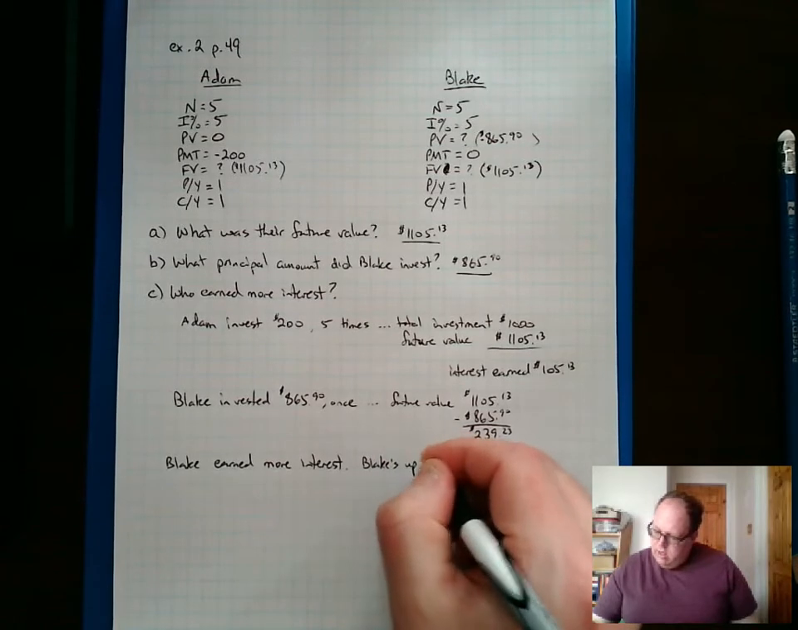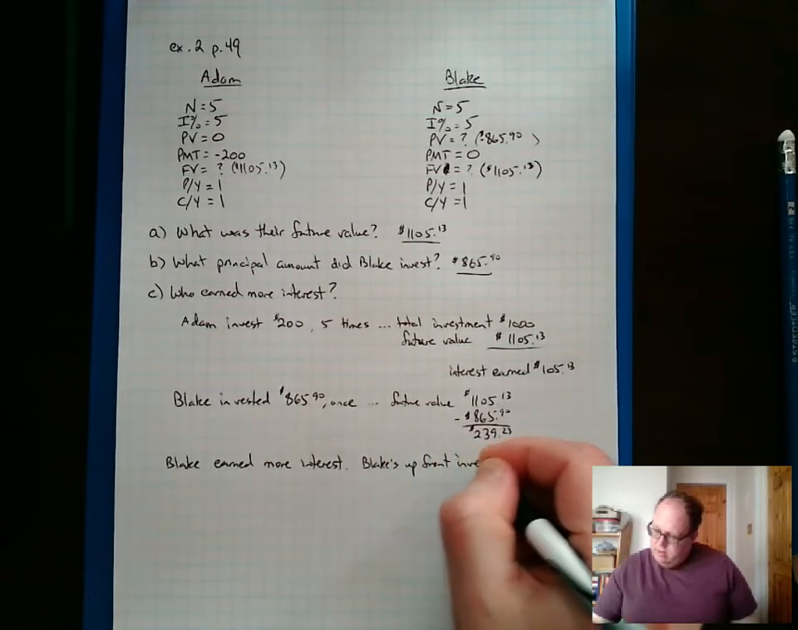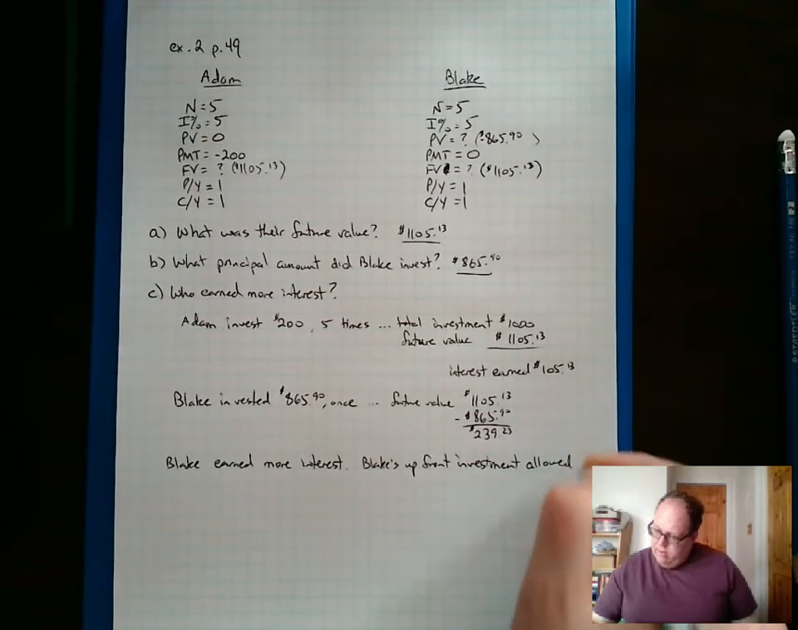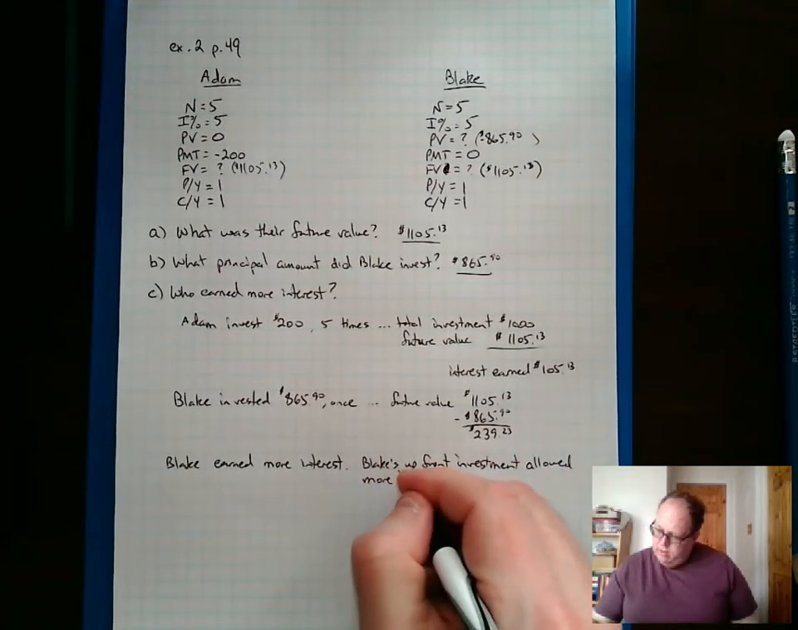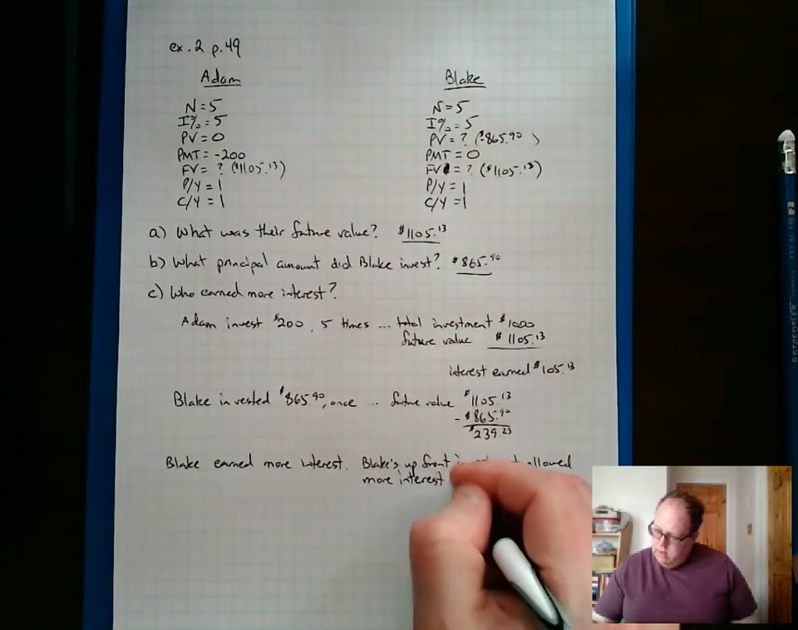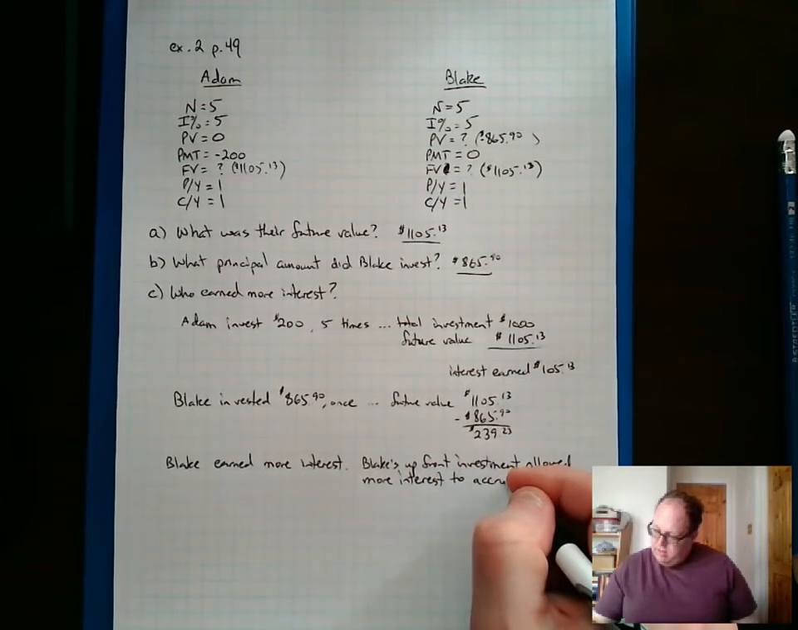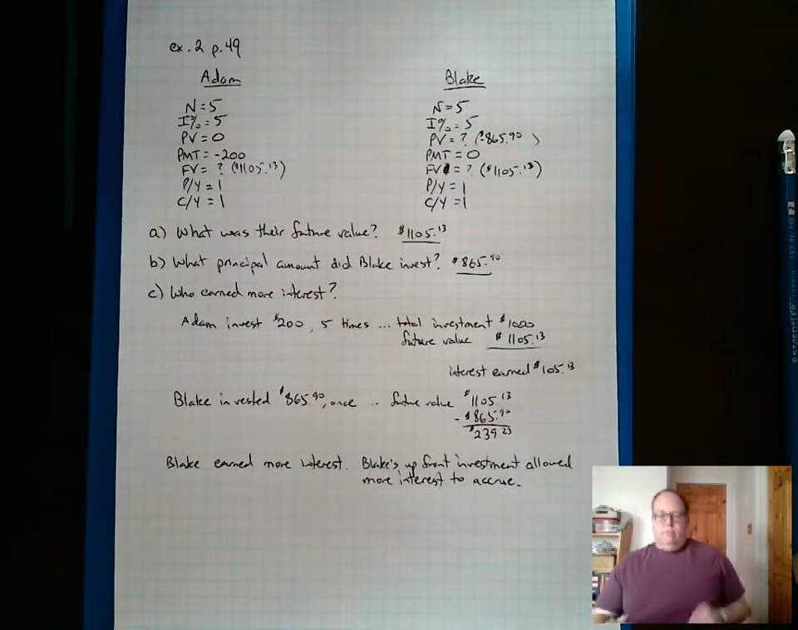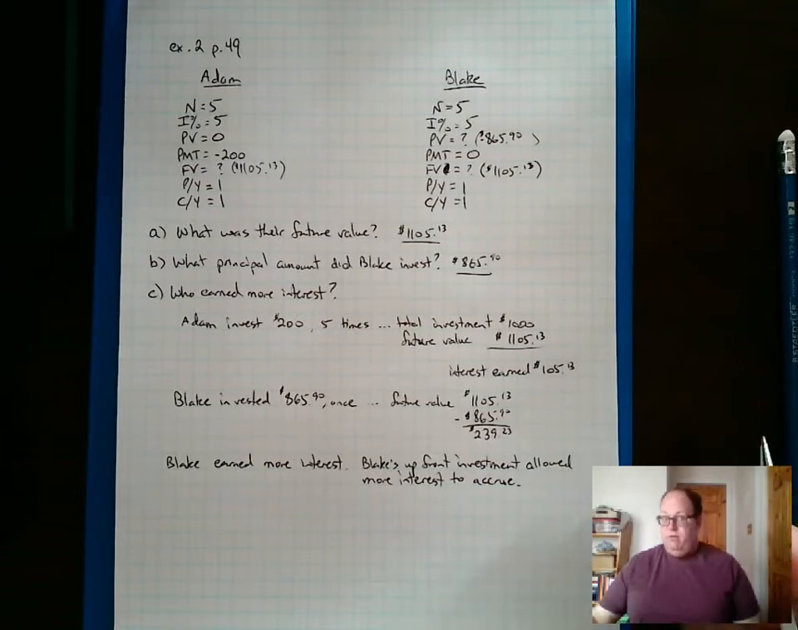Blake's upfront investment allowed more interest to accrue, to use a big fancy word. It's not that big, I suppose, but it's kind of fancy. So, if you've got the money to invest up front, that means you'll earn more from it, but a lot of times people don't have a big lump sum to invest, so they will put away a little bit at a time to build up an investment.